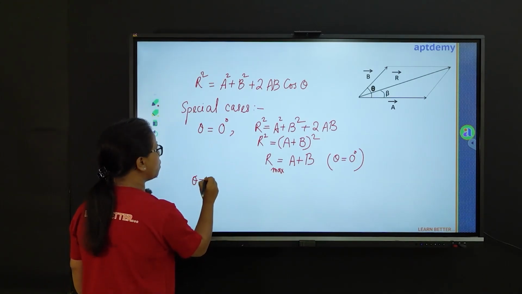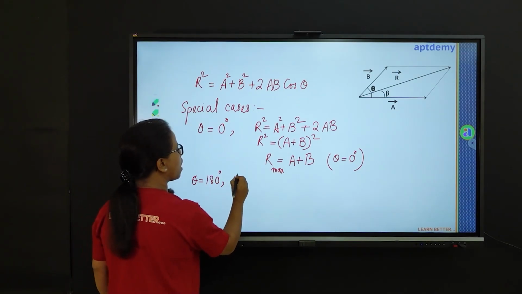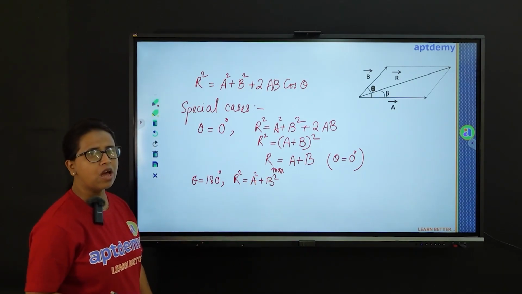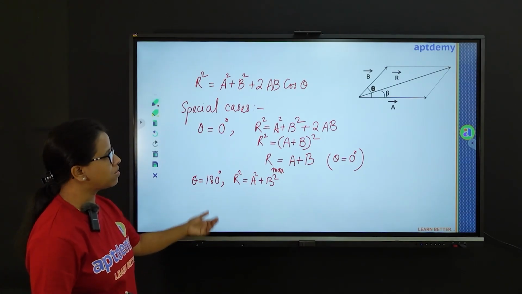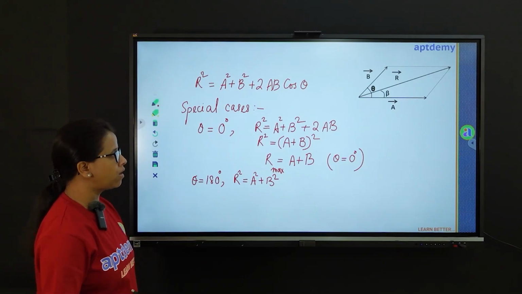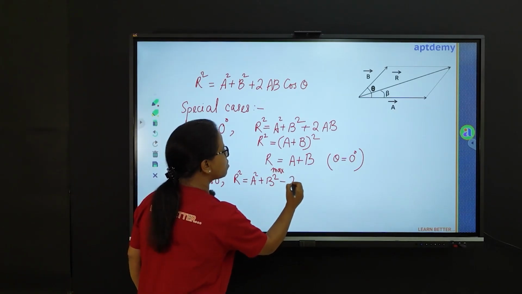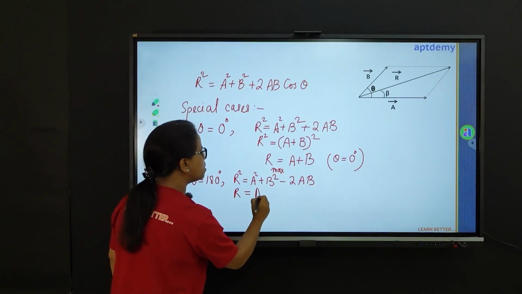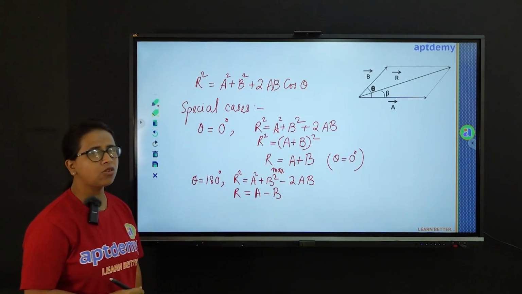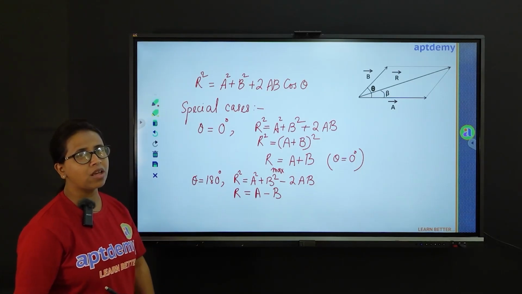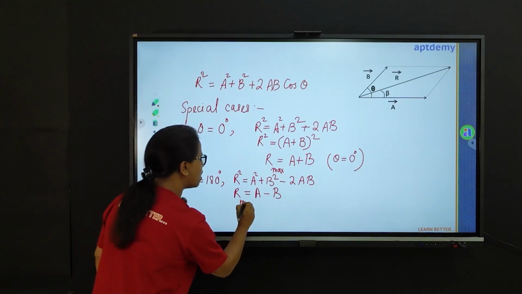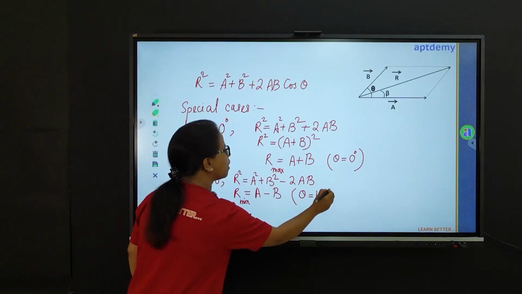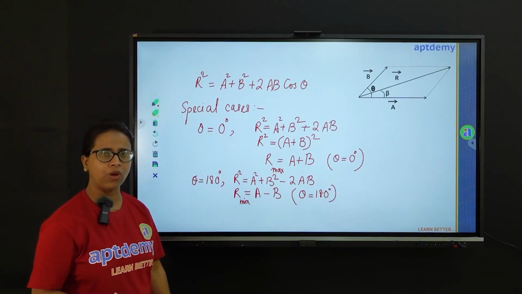Now when theta is equal to 180 degree, what happens? R square becomes equal to a square plus b square, and cos of 180 degree is minus cos theta, 180 minus theta. Cos of 180 degree is equal to minus 1. So this becomes minus 2ab. Cos theta is minus 1. So ultimately we have R equals a minus b. So the resultant of two vectors is minimum when theta is 180 degree. So this is actually the minimum value of resultant, which is obtained for theta equals 180 degree. Mind here, theta is the angle between the two vectors.